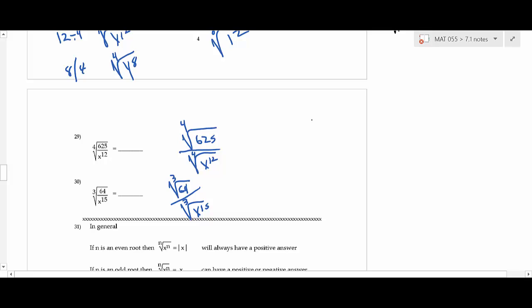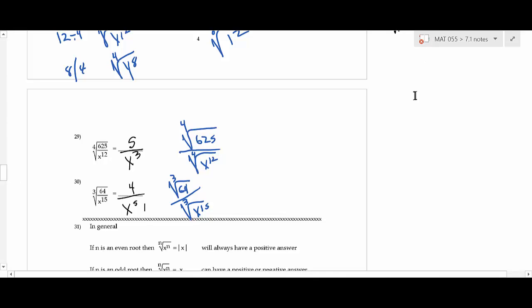So what number do you multiply out 4 times that gives 625? 5. Okay? I know that because it ends in 25. That's how I know that. So that's 5. What's the 4th root of x to the 12th? X to the 3rd. Okay, good. Okay, next problem. What's the answer? 4 over x to the 5th. Okay, it's easy, isn't it?